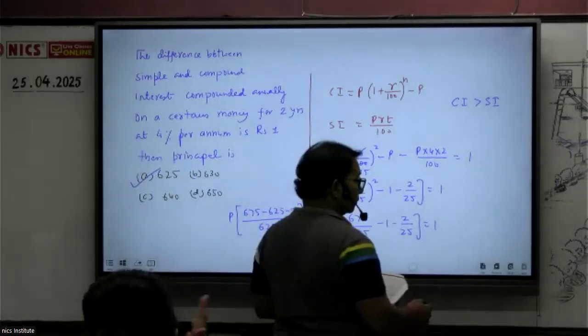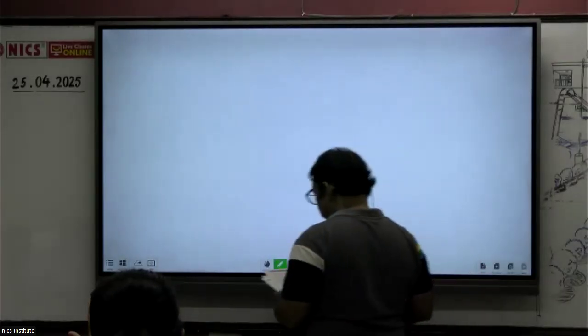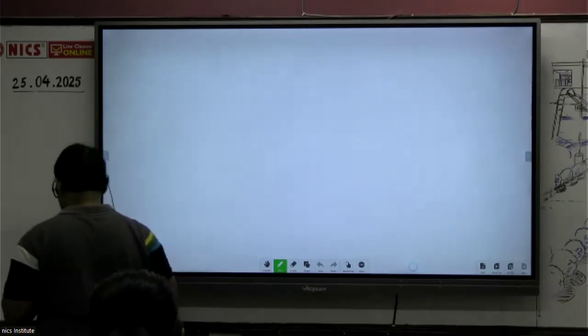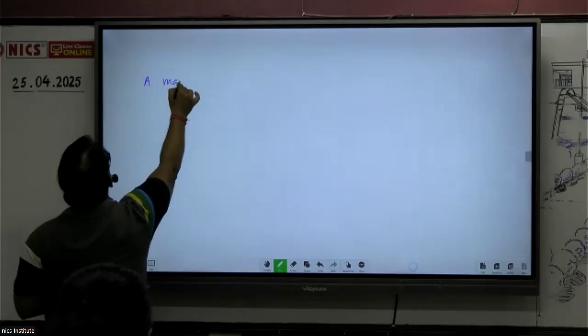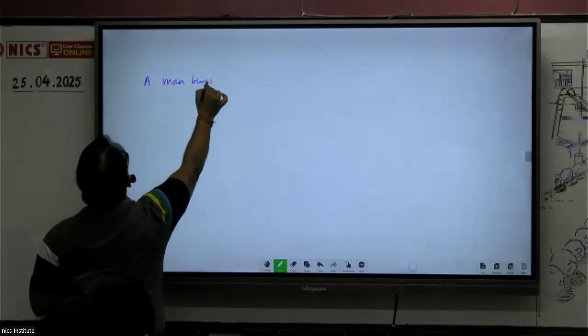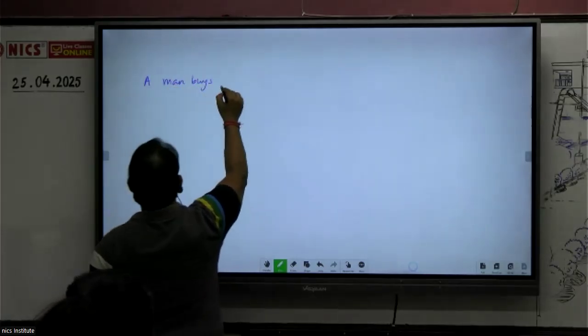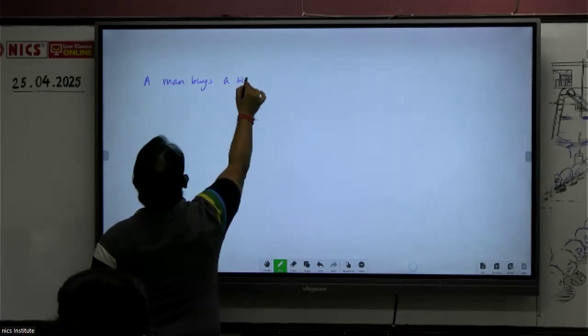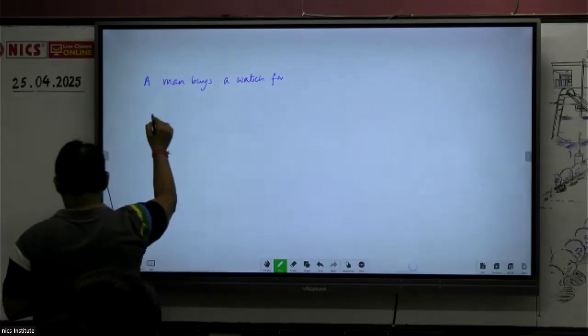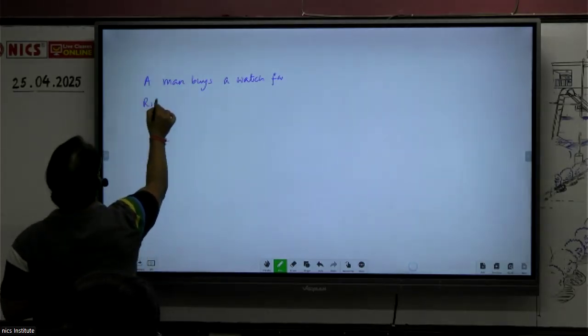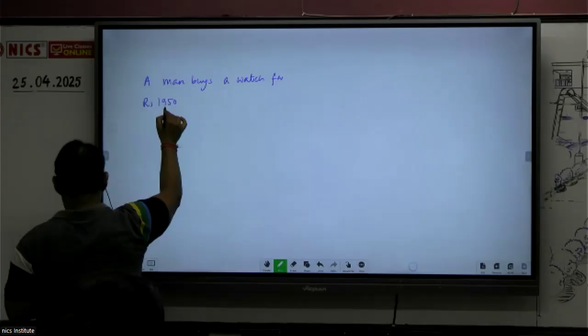Then there was this question in NATA. A man buys a watch for rupees 1950.